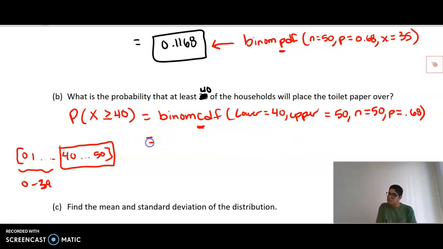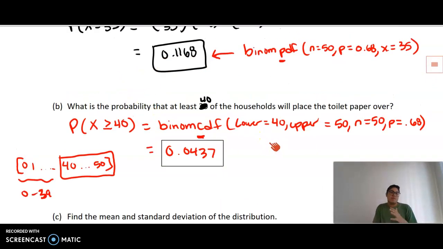So when I type this into the calculator, I'm going to get a small probability of about, oh no, I was not prepared, so let me see. I'm going to do lower, upper, 1 minus from 40 to 50. All right, I'm going to get about 0.0437. Now, maybe yours looks a little bit different. It should be about that based on my logic here, but you know, I make mistakes too. But that should be our final answer: there's about a 4% chance that at least 40 of these 50 households will have the toilet paper over.